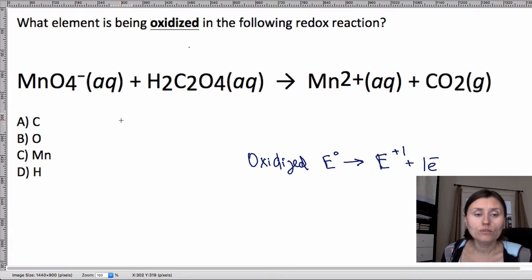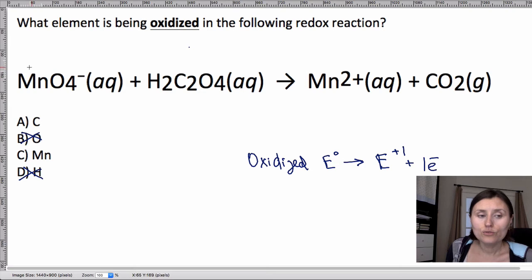Now as a general rule, neither oxygen nor hydrogen gain or lose electrons. They just keep their own charges. So in this case, we can get rid of option B and option D right away. Now we have options A and C to work with. We need to figure out which element, either manganese or carbon, is the one losing electrons when moving from the reactant to the product phase. So let's just check it out. Let's go with manganese first.